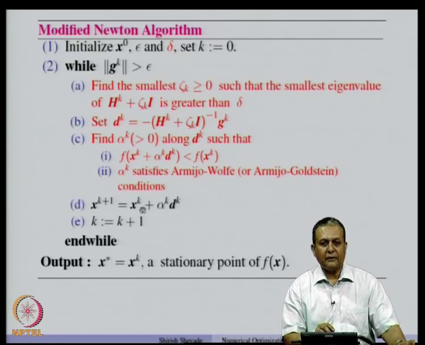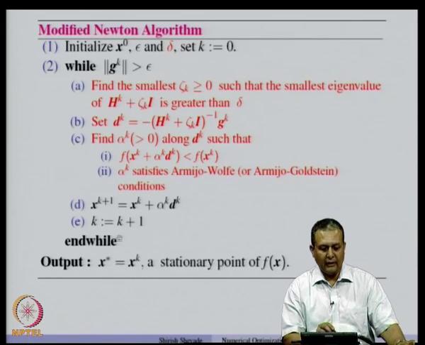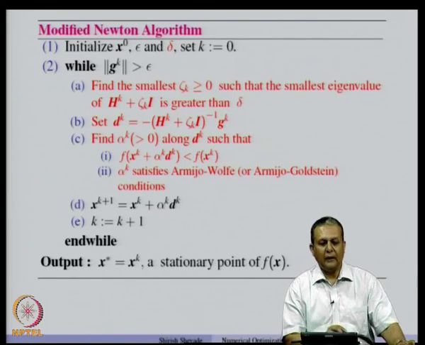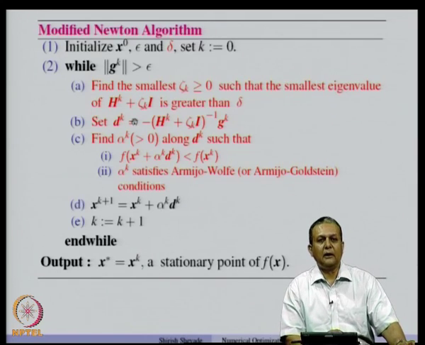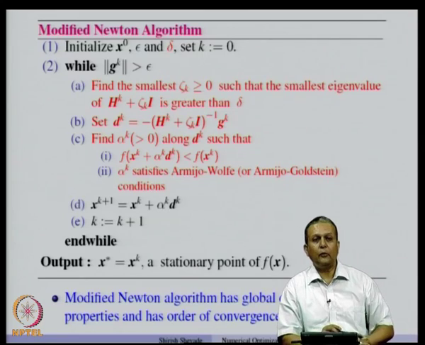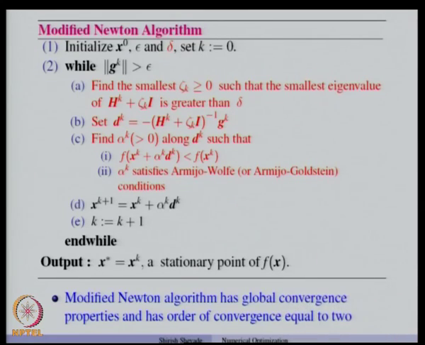And the rest of the steps are similar to the ones that we had earlier: x k plus 1 is nothing but x k plus alpha k d k, and then k is equal to k plus 1, that is, the iteration counter is increased, and the whole procedure is repeated till the norm of the gradient at the current point x k is less than or equal to epsilon, and then we stop and we get a stationary point x k. So, we will not prove a result related to this modified Newton algorithm, but it does have global convergence properties and has order of convergence equal to 2.